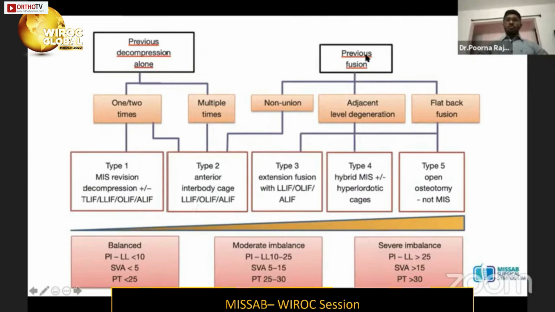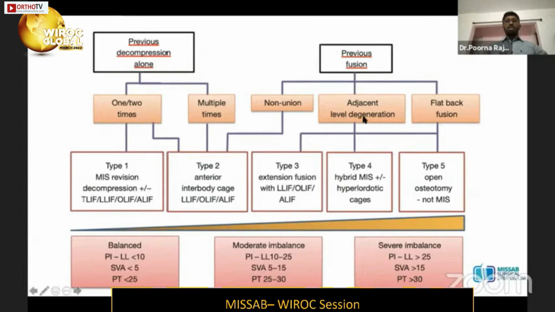Again, if you consider these fusion patients, they have divided them into non-union, adjacent segment, and flat back, and these may intermingle with each other. In the non-union patient, the primary problem is the non-union across the fused segment. So for these patients, they advise a type 2 technique, going ahead with the anterior cage by removing all the non-union tissue.